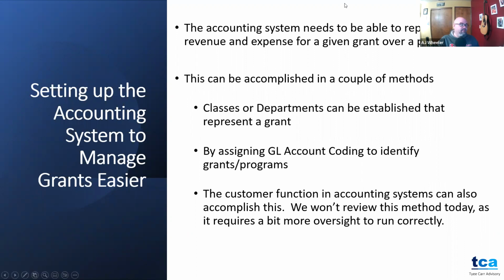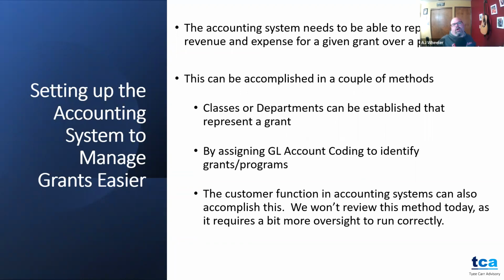expenses using the customer function, and they have very broad departments or classes, or they don't have departments or classes at all, they just have an administrative and a program side, this can take more time and effort to manage, because you need to make sure that all of the revenue and expenses are tagged with a customer, or have a customer or grant associated with it. And with these other two, the classes and departments, or the GL coding, it's much easier to run an easy report.